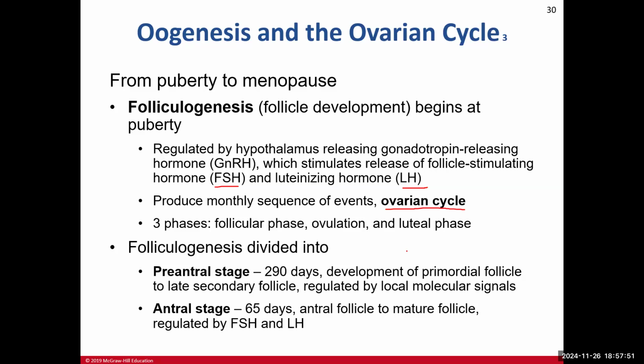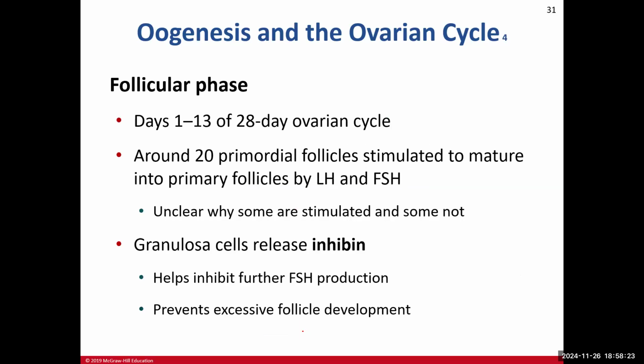So when we look into folliculogenesis, I don't really care about the whole preantral stage and the antral stage and how many days are occurring, 290 versus the 65, but I really want you to understand that the antral stage is going to be regulated by those two hormones, follicle stimulating hormone and luteinizing hormone, and that's going to play a role on what's happening in our mature follicle and in the antral follicle. All right, so let's get into the actual details.